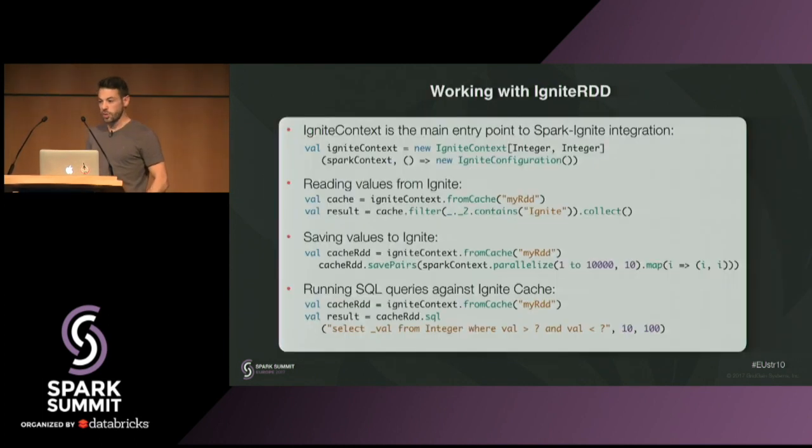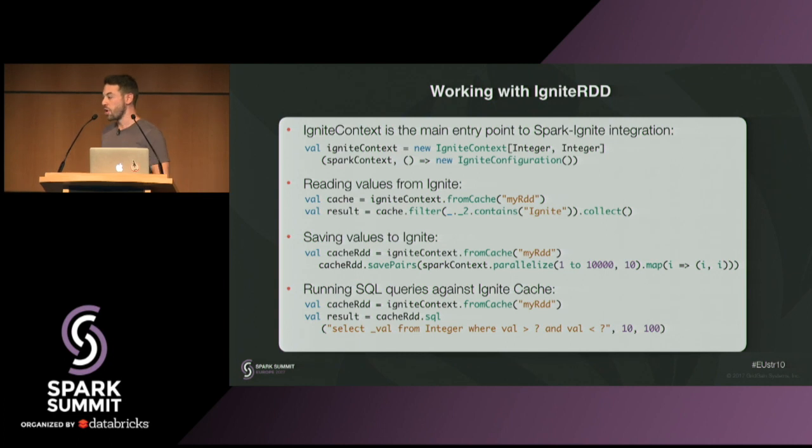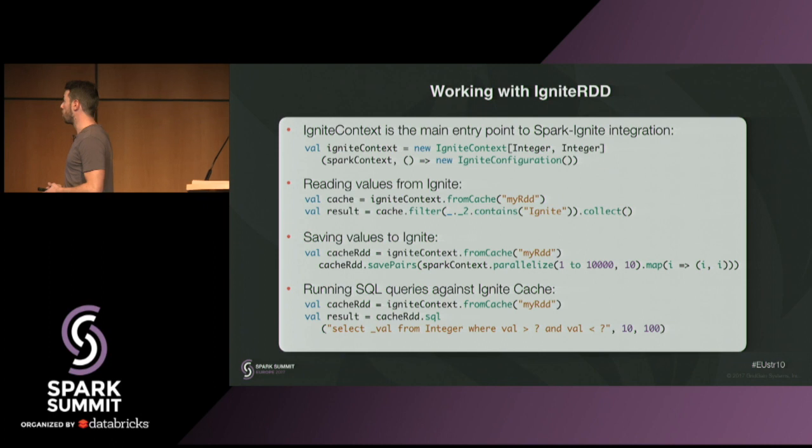Okay, so I just wanted to show a couple of lines of code here of how easy it is to get started and work with an IgniteRDD, right? So you just start with the Ignite context that comes from the Spark context. So you pass a configuration where you can specify what your RDD is going to be, and then you can read values from that RDD, or you can save values.